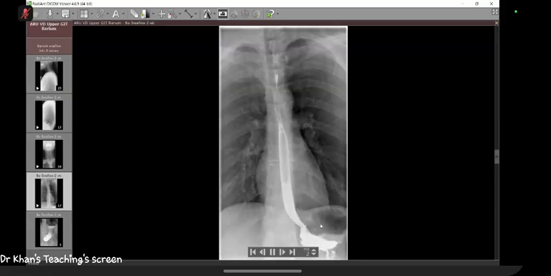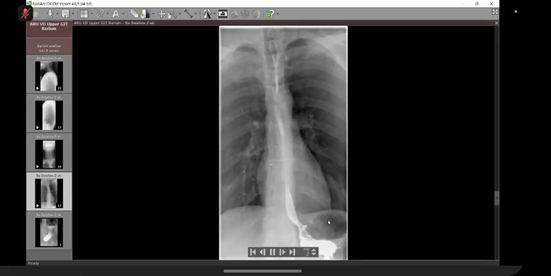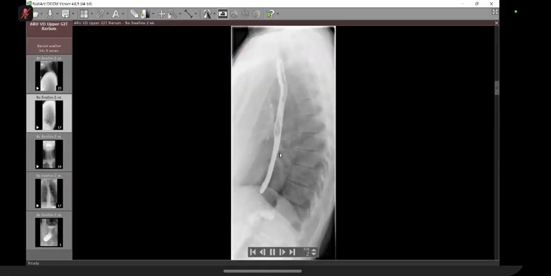You can see this air bubble here means that this is an erect film. And please remember that's an exam question. They will ask you supine or erect, right? So if the barium is here, you call it a supine.